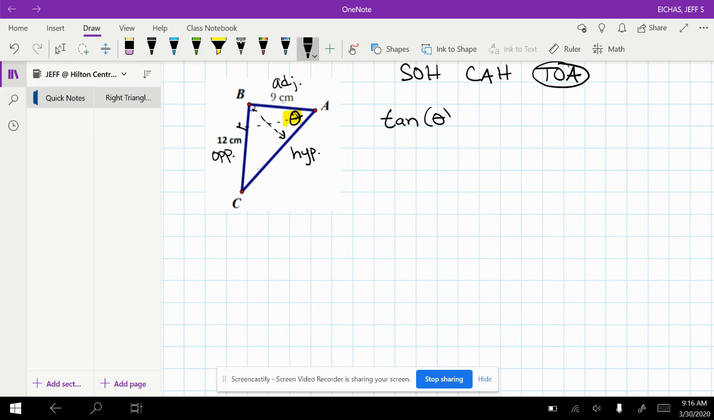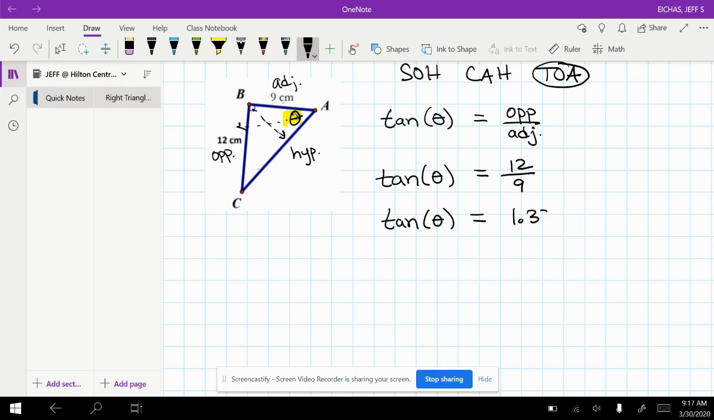Now, the problem is I don't have the angle measure. So I'm just going to put in theta there. And opposite over adjacent. Okay? So tangent of theta, we're just going to rewrite that because we can't replace it. Opposite is actually 12, and adjacent's 9. Now, that can happen with tangent, where the top number is bigger. I change it to a decimal. You don't have to. It's just my preference.